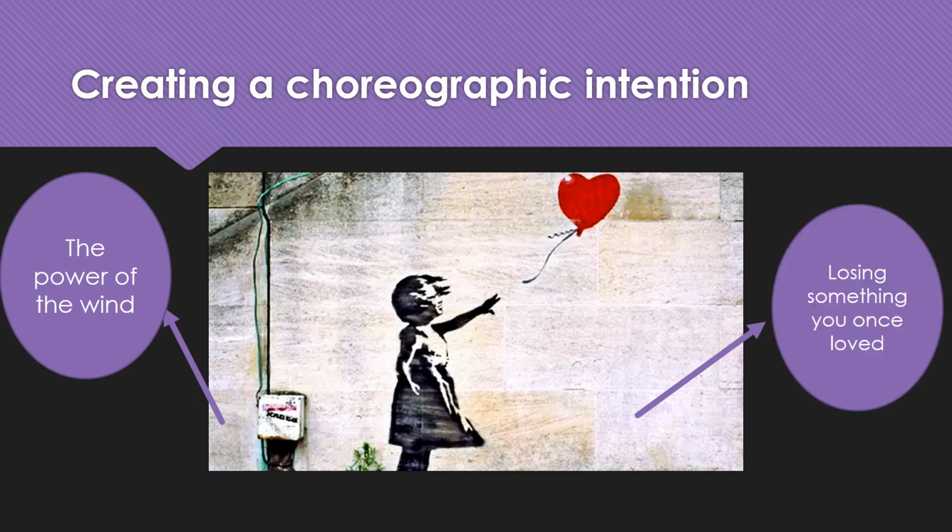Another one that I thought of was losing something you once loved, and that's clear from the balloon being a love heart, but also it's being lost, it's going away from the young girl. So that could be another choreographic intention.